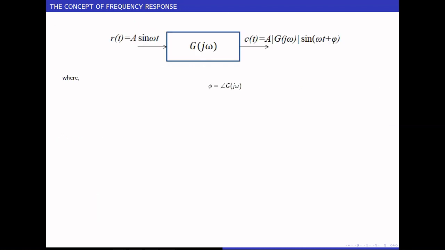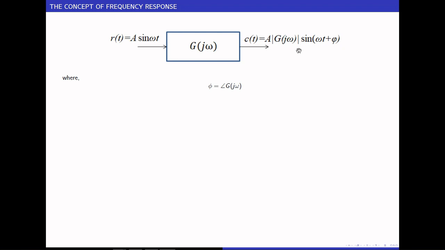The entire result can be represented in a block diagram like this. If I give an input, a sinusoidal input A sine omega t, to an LTI system with a transfer function G of s, this is the output I will be getting. What is the frequency of the input? It is omega. What is the frequency of the output? That is also omega. So the important point to be noted here is the frequency of the output will be the same as the frequency of the input.